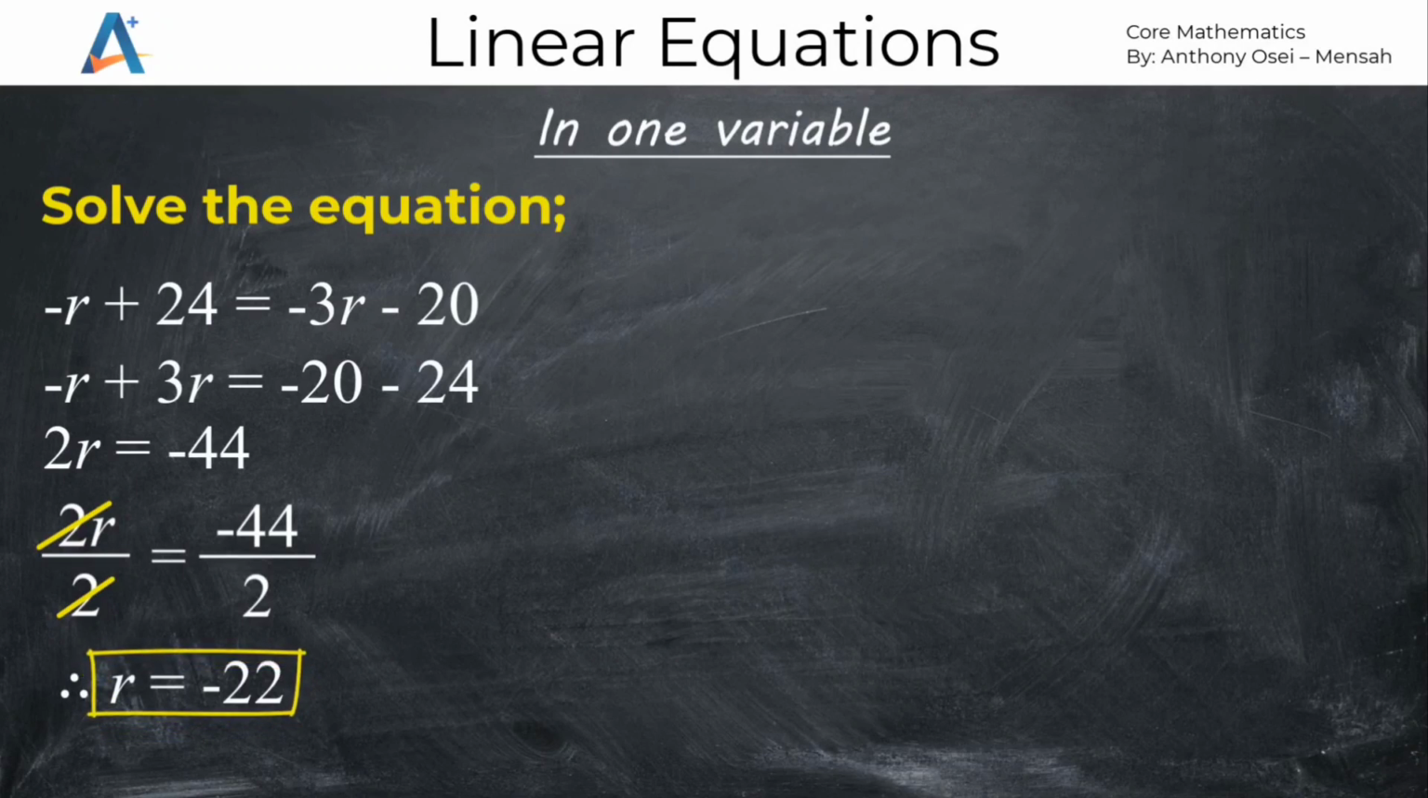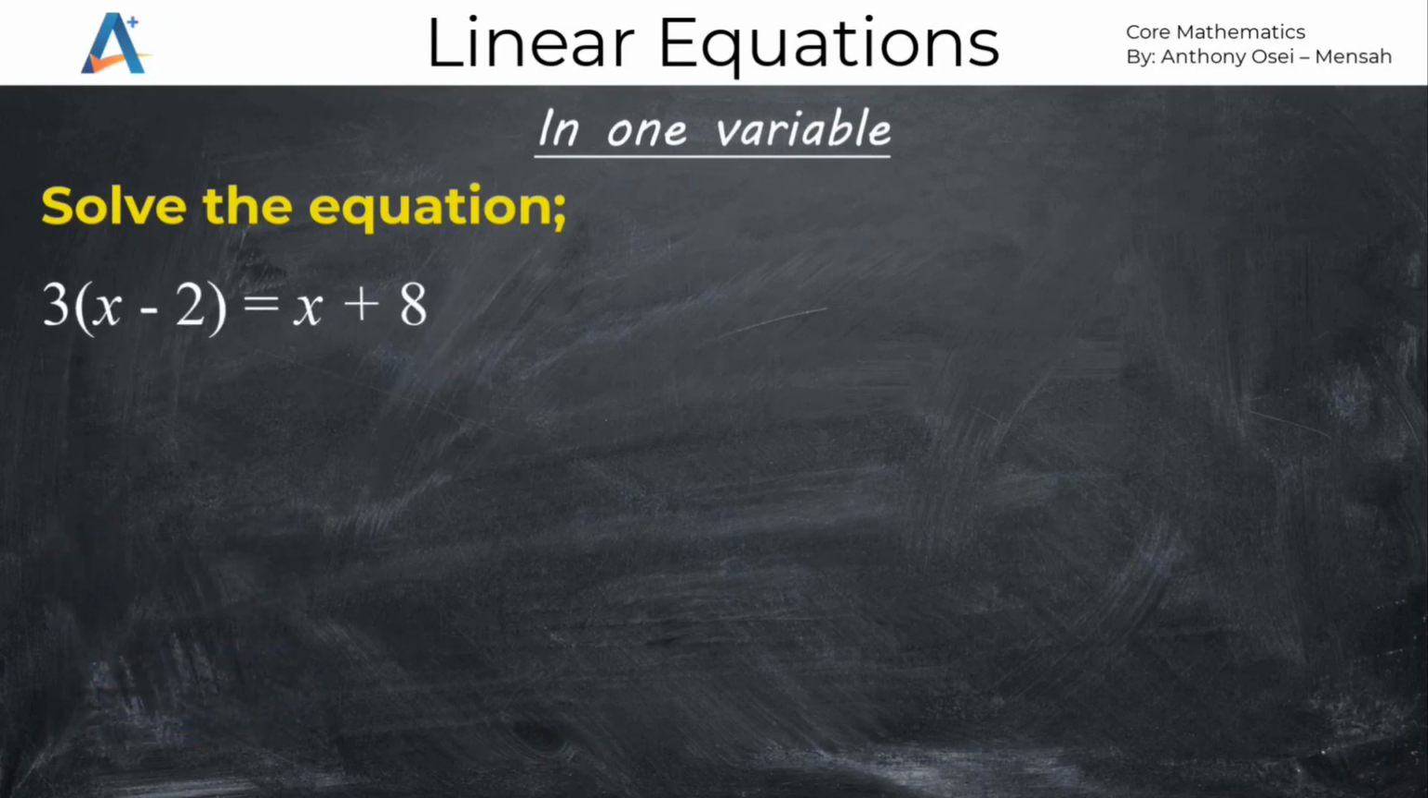Thank you very much. The question reads, solve the equation 3 into bracket x minus 2 is equal to x plus 8. In this question, please try your best and analyze it first of all. From this, we realize that it is an equation. There is an equal sign, so the entire expression is an equation.